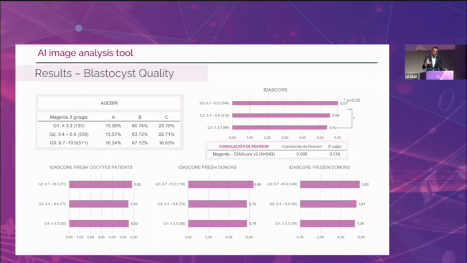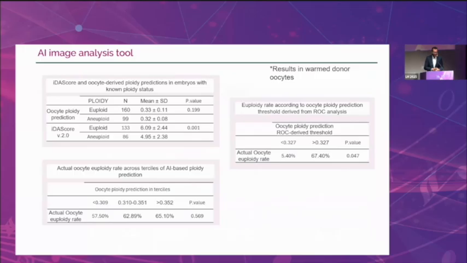We tried to look at this score and the embryo quality, using evaluation of the oocytes with the IDA score, in different types of patients: standard patients, donors, or even frozen. And let's say there was some kind of relationship, not super direct, but at least significant. So the relationship between the quality of the oocytes and this AI score is very discrete, not very important.